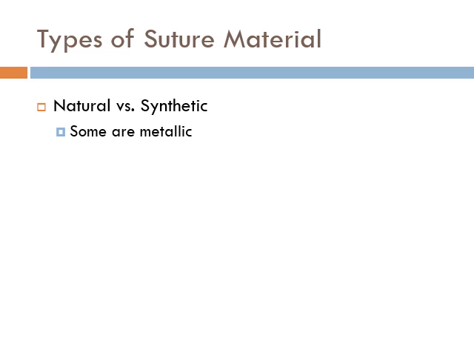Synthetic suture is some kind of polymer. It's some kind of plastic. Now, we also do have metallic or stainless steel sutures that are sometimes placed in their own category, but I tend to think of these as synthetic as well.